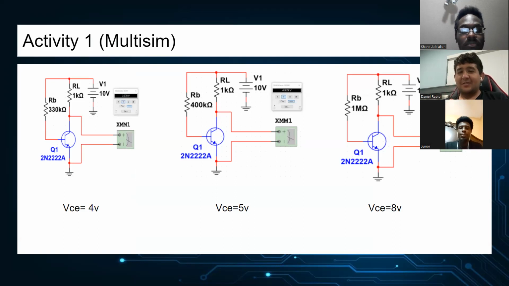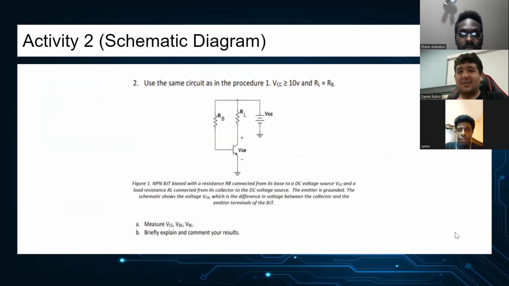This is the Multisim, where we have values for voltage on the first one. The second one, we have 5 V, and the third and last is 8 V. They both run the same.